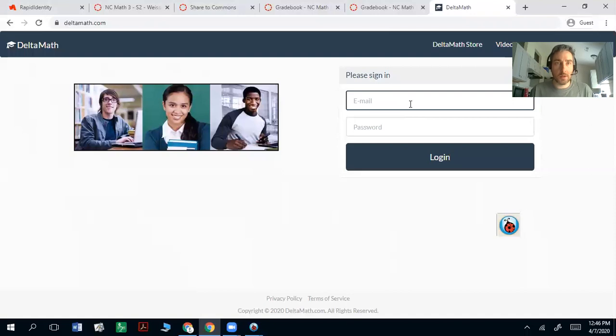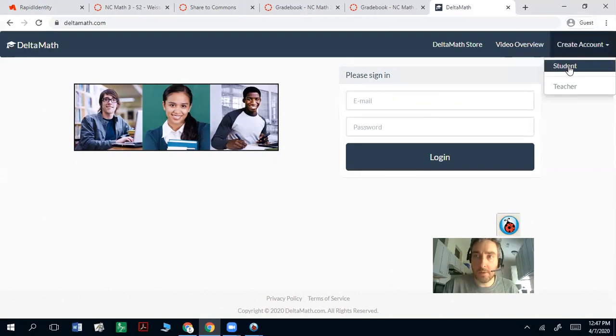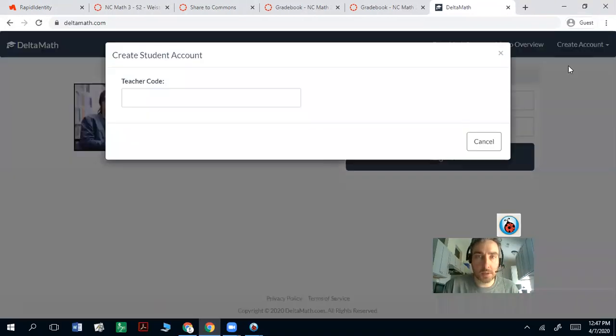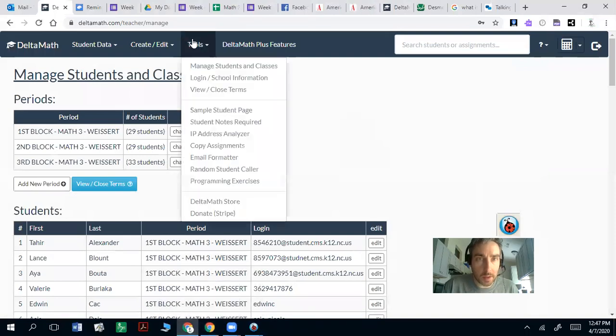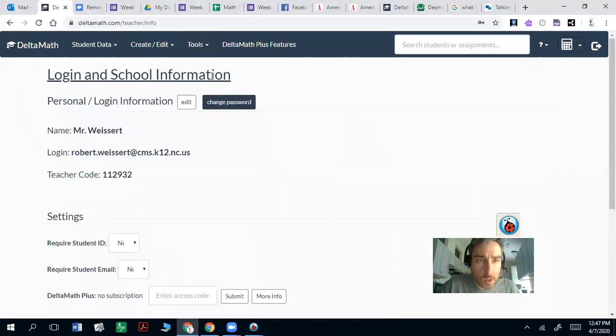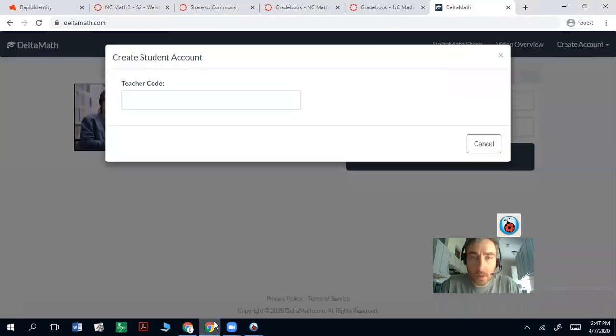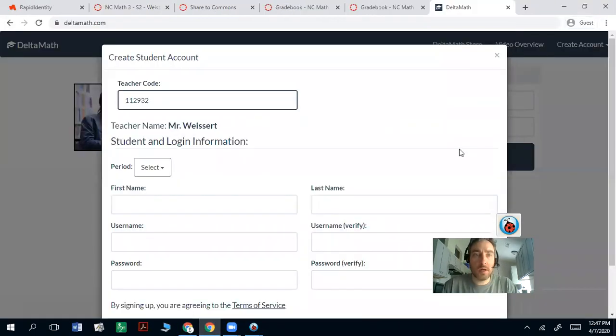Let's say you're creating a Delta Math account for the first time. Well, first you go to create account. Now many of you already have this, so this doesn't apply to you. You click student, you put in the teacher code, and well, let's see what my code is here. 112932. So I'll go ahead and put that in there.